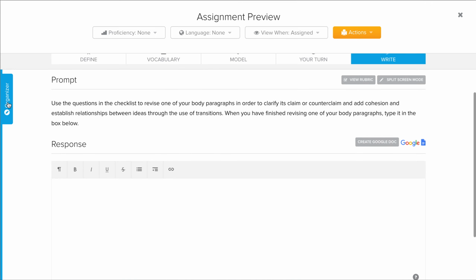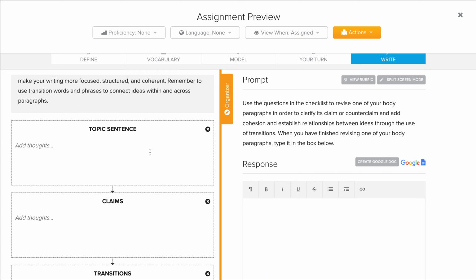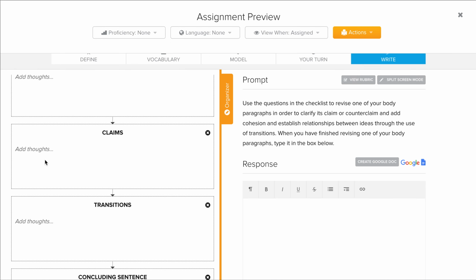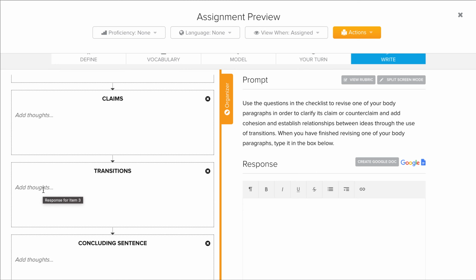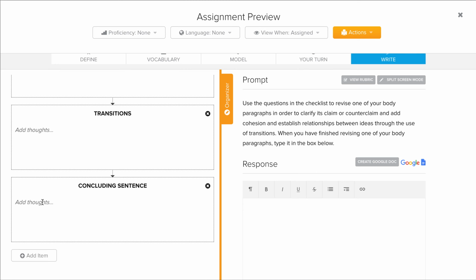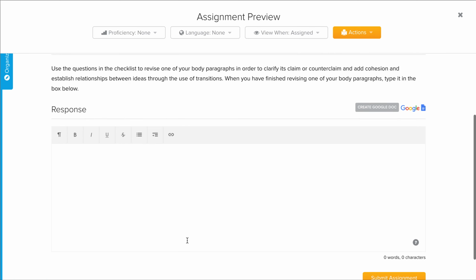Now you can use this organizer tab if you like. This will help you sort of chunk these things into smaller bites. You've got the topic sentence here that you can work with. You can add more claims here or thoughts about your claims, more transition words. You can also add a concluding sentence. And this can become your basis or your skeleton that you can work from in order to revise your own paragraph. But at this point, you're only going to be revising one paragraph for this skill. You don't have to do all of them.